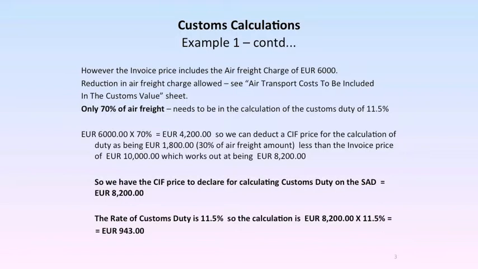So if we have a look here at the calculation, the air freight €6,000 multiplied by 70% equals €4,200. So we can deduct €1,800 from the invoice price of €10,000, which works out at being €8,200. So the CIF price to declare for calculating customs duty on the SAD is €8,200. And the rate of customs duty applicable is 11.5%. So we multiply €8,200 by 11.5%, and this gives us a duty amount of €943.